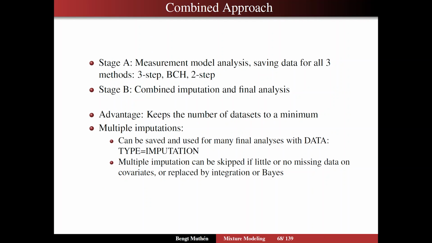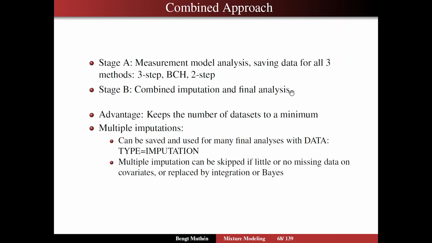Slide 68 then is a brief discussion of the two stages. First stage, which is really first step, it's a measurement model analysis once again. It's just with the slight change that we save data that can be used by all three methods later on in the final step. And instead of steps, we talk about stages here. Stage B is then the combined imputation and final analysis.